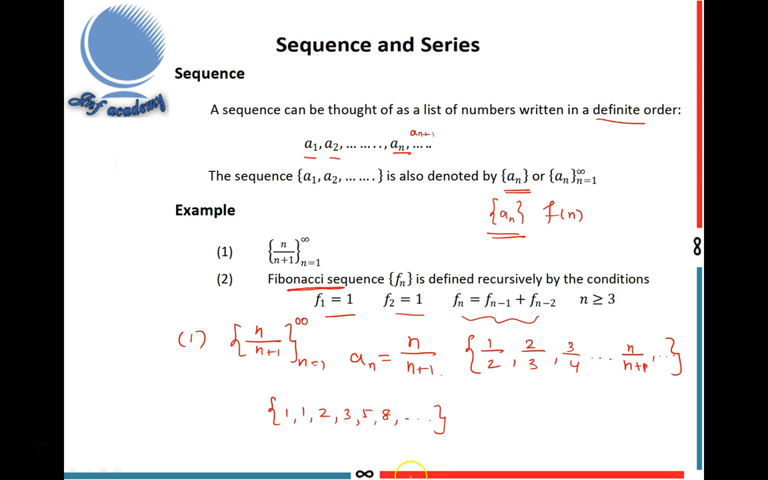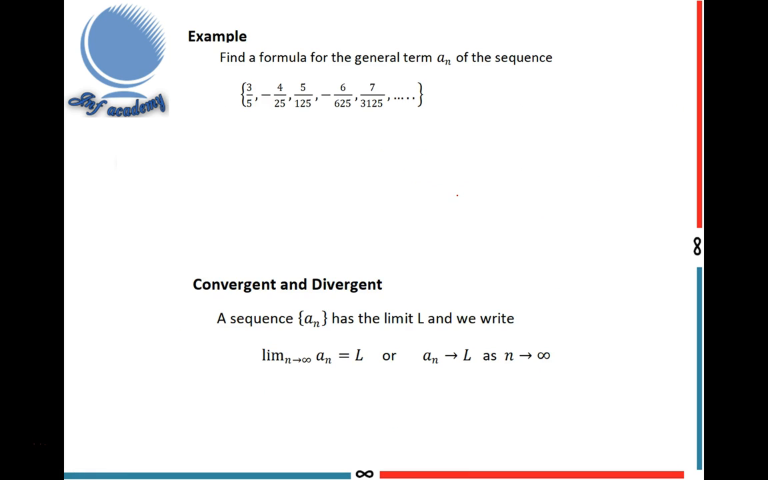These two are examples of sequences. Next example: find a formula for the general term an of the sequence. One sequence is given, and we have to find the general term an. Here notice that the numerators of these fractions start with 3 and increase by 1 whenever we go to the next term. The second term has numerator 4, the third term has numerator 5.